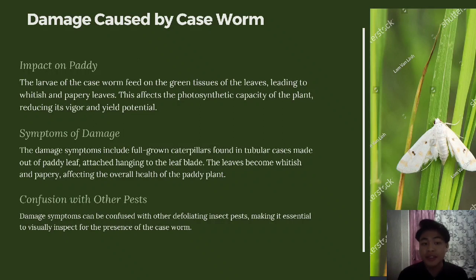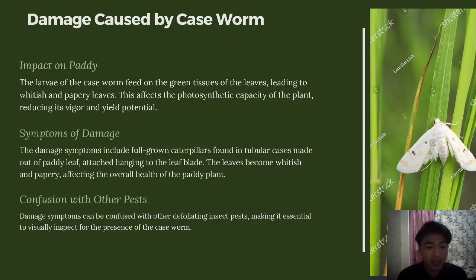Next, symptoms of damage. The damage symptoms include full-grown caterpillars found in tubular cases made out of paddy leaf, attached hanging to the leaf blade. The leaves become whitish and peppery, affecting the overall health of the paddy plant.